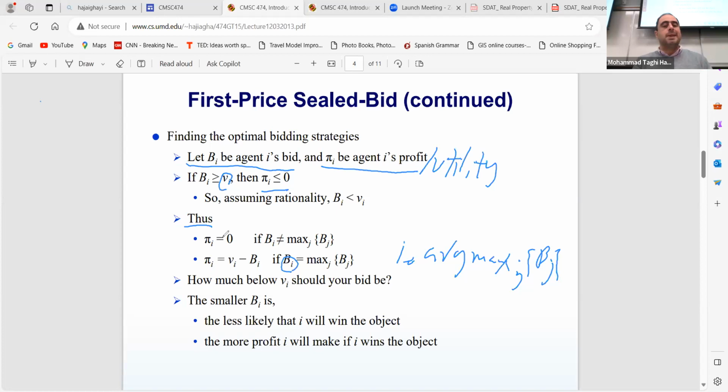So the question is how much below your actual valuation you should bid. This is the bid shading process. With a smaller B_i, the less likely you are to win the object because the others may win. At the same time, you get more profit if you win. So there is always this trade-off. You can shade the bid a lot, but then you may not get it. You want to shade enough that you still have the highest expected profit. That we will discuss here.